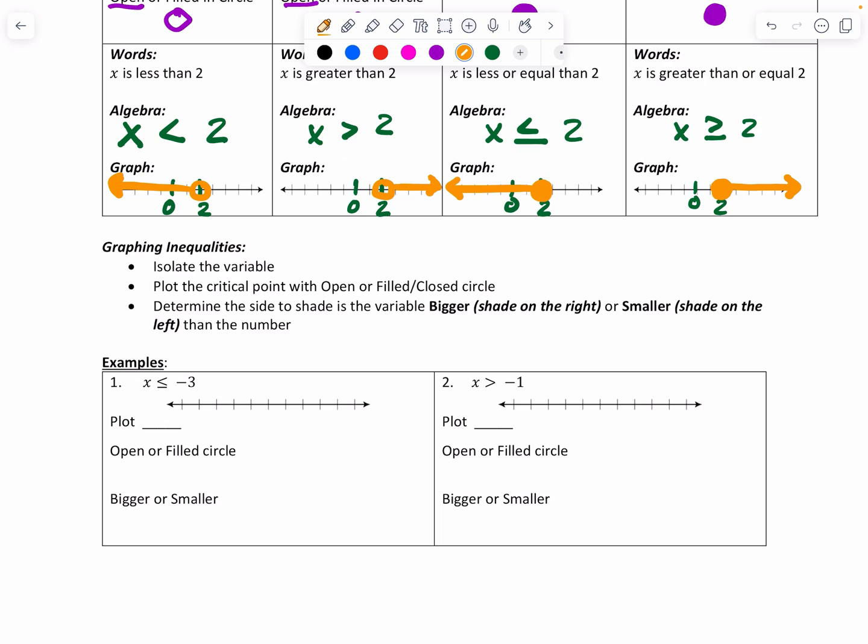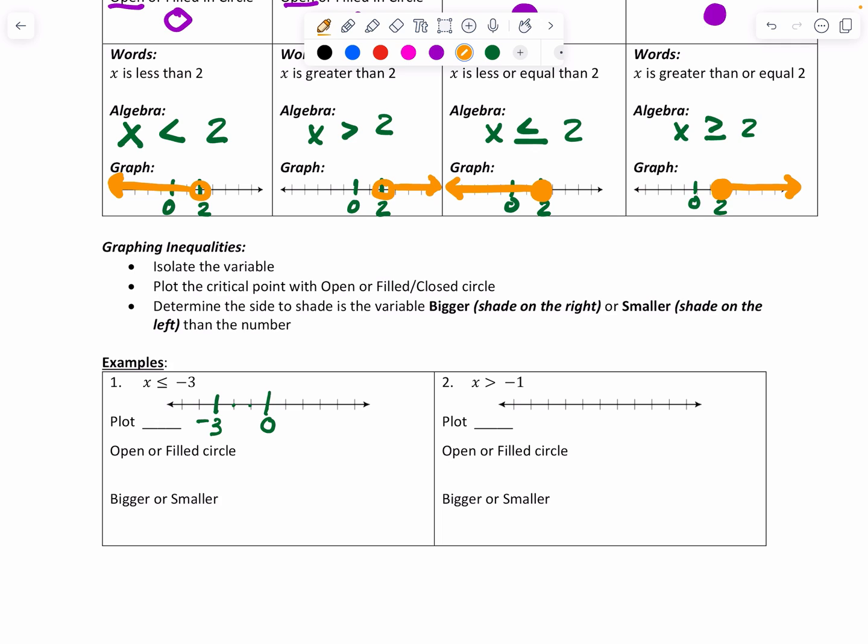So for this example, x is less than or equal to -3, okay? So I typically like to plot 0 on my number line. You don't technically have to. It's just nice to help people visualize it a little bit. So if this is 0, this would be -1, -2, -3 is right here.